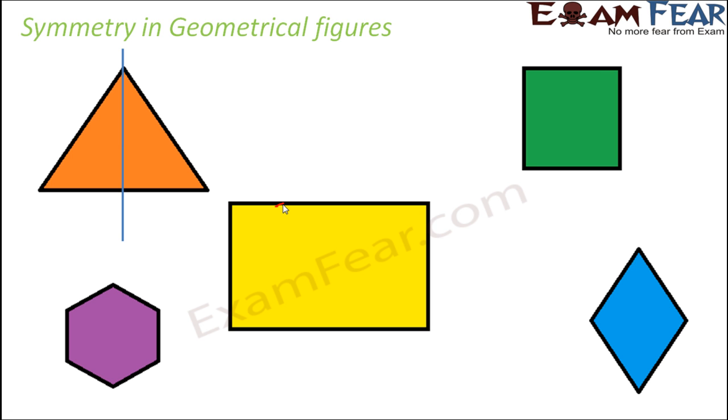In the triangle, we see this line. What do you think about this line? Do you think that it is a line of symmetry? Yes, we think so, right? Because it divides it into two halves which are identical, and also they are mirror images of each other. So therefore, this is a line of symmetry.